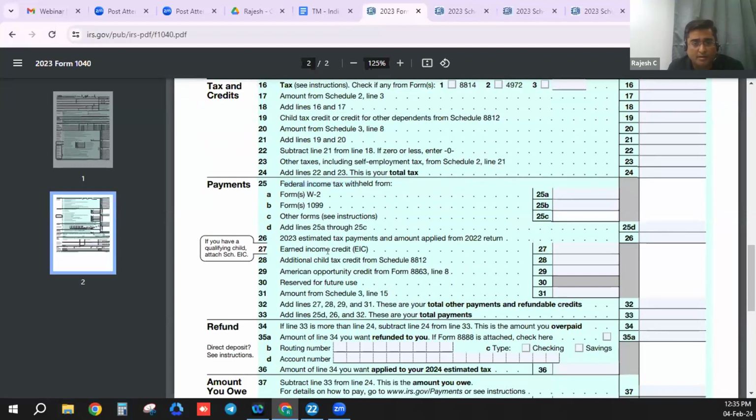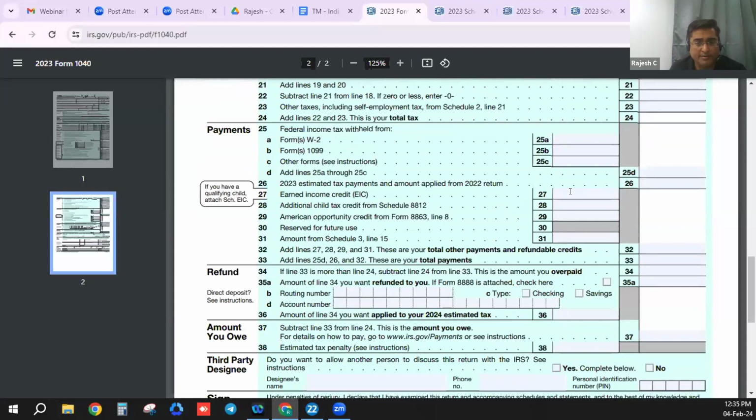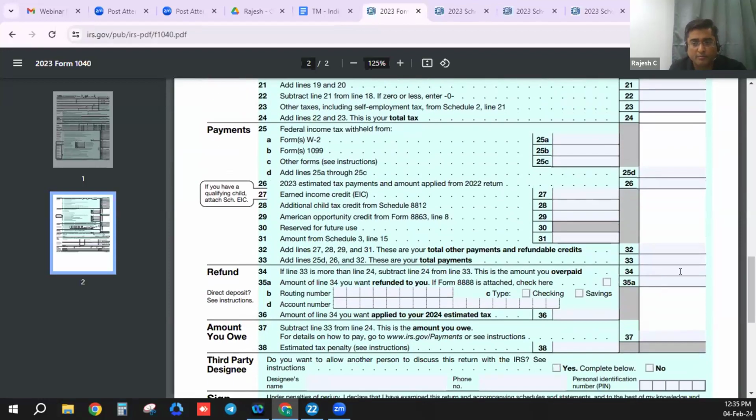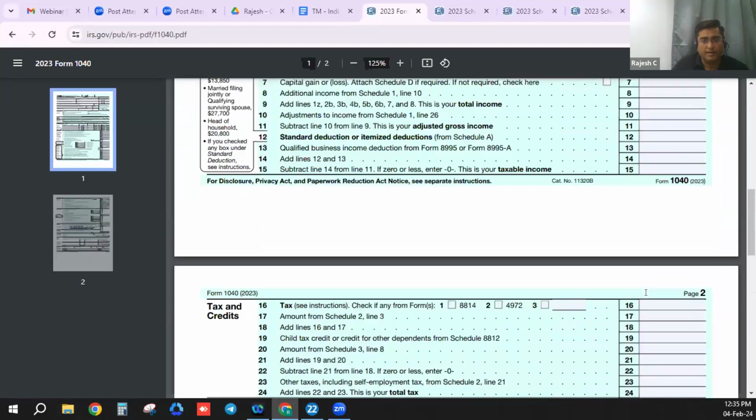Then after, there is estimated tax payment. Like there are four different estimated tax payments, quarterly payments you have to make throughout the year. So it will also be deducted from your total tax. And if you have some other source of credit, it will be deducted from this. And at the end, you will calculate your total tax payments, and after that you will get your final amount. If it is overpaid, you will get a refund. So this is an overview of your 1040.